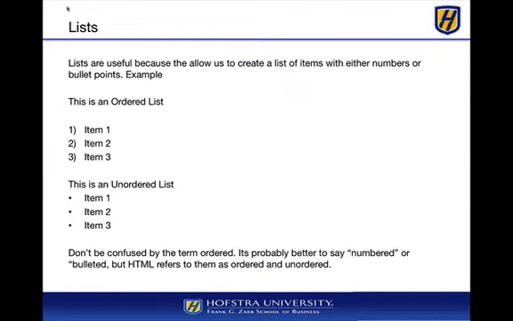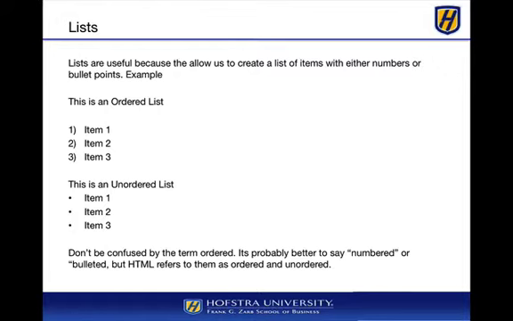Now we're going to talk about lists. Lists are useful because they allow us to create these nice numbered lists or bulleted lists. The way HTML refers to this is as ordered lists, which are the ones with the numbers in front, or an unordered list, which will give you bullets in front. Don't be confused by the term ordered. It's not going to put them in numerical order. It's not going to put things in alphabetical order.